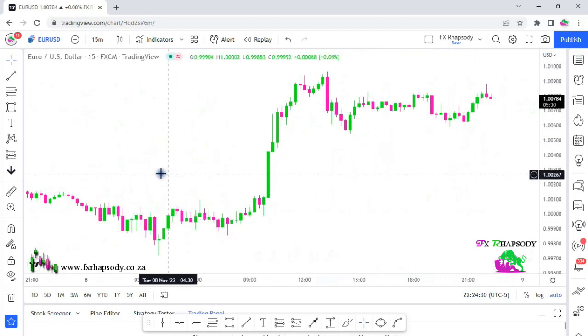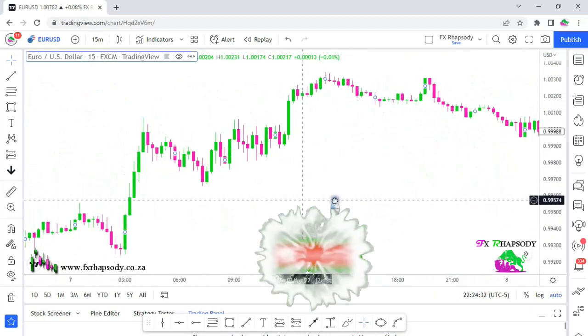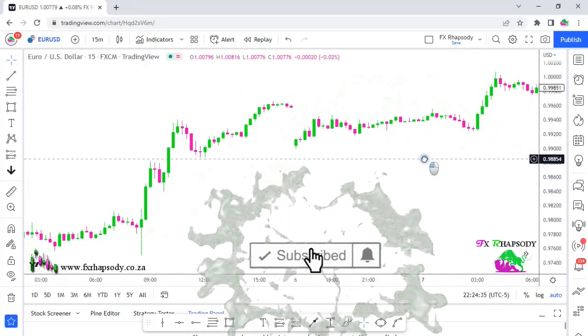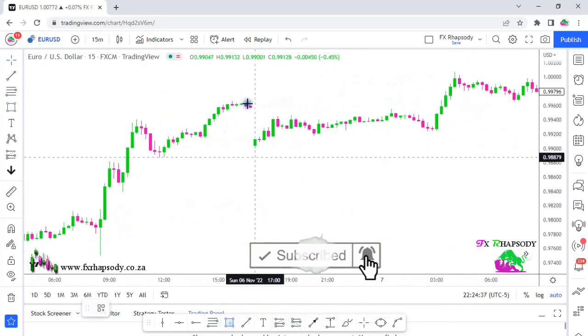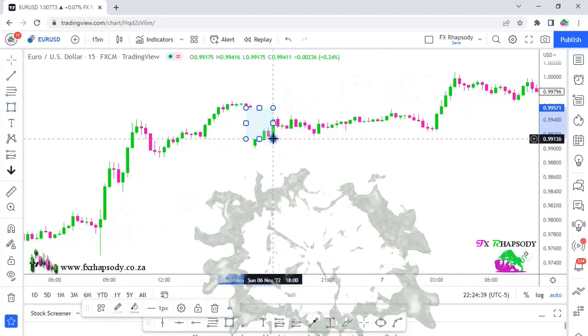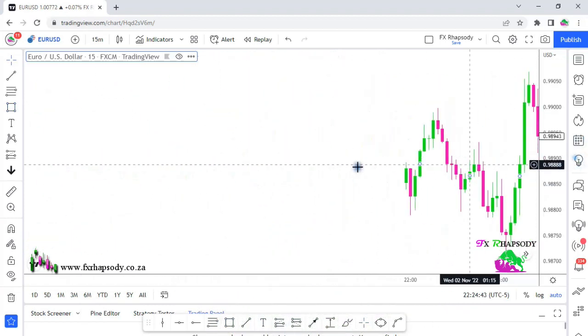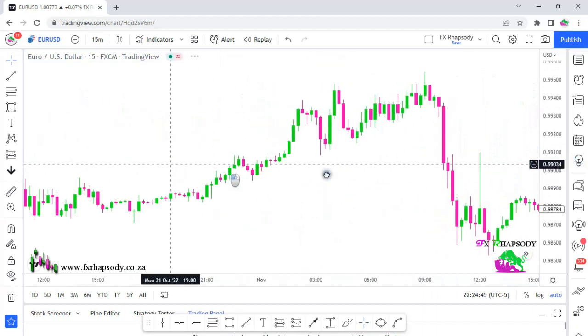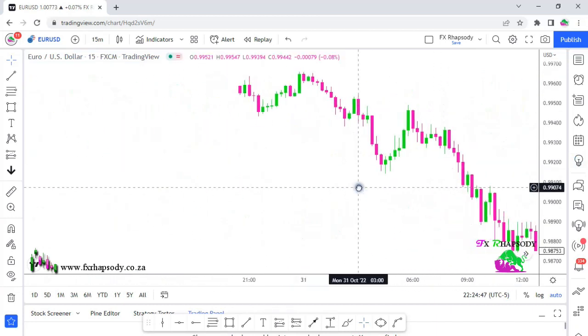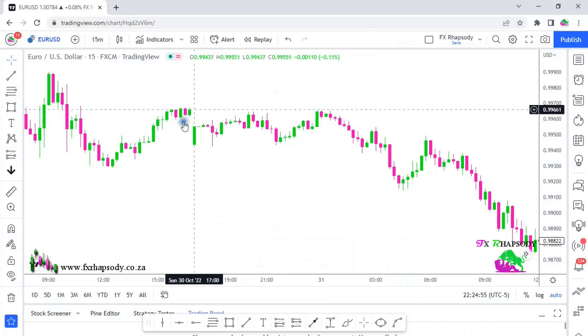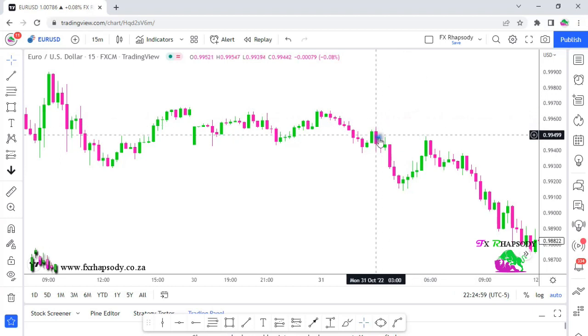Okay, so let us look at some more examples. Here we have the Euro US dollar, just going back in time. There we go. Another gap gets filled in the market, as you can see. And if you go back a little bit more, let's have a look. Everything is so slow this morning, so please bear with me. A little gap gets formed in the market, as you can see. So this happens every single time.